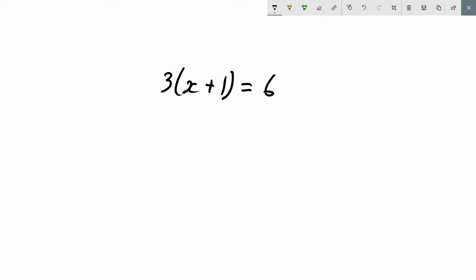3 lots of x plus 1 equals 6. What I can do here is I see the 3 in front, and I just want to get rid of it right off the bat. So I'm going to divide by 3. So I now have x plus 1 equals 2. I can subtract 1 on both sides, and get x equals 1.